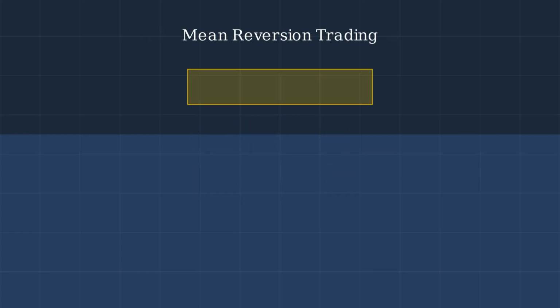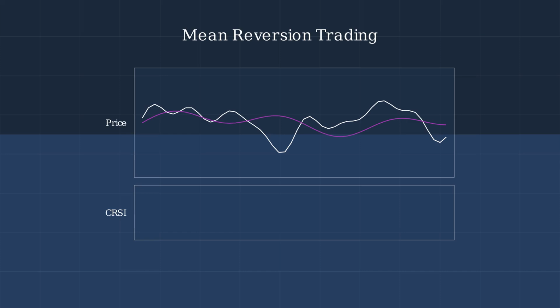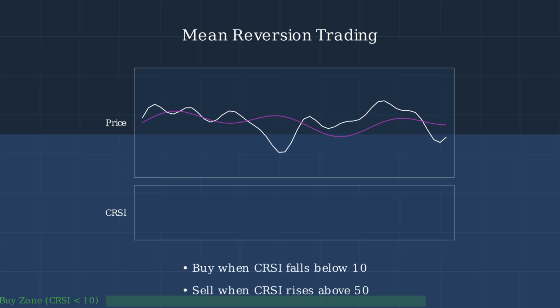First, let's examine mean reversion trading with the Connors RSI. This strategy capitalizes on extreme readings in the indicator. In mean reversion, we look for oversold conditions where CRSI falls below 10, creating buying opportunities. Conversely, when CRSI rises above 90, we identify overbought conditions that present shorting opportunities.